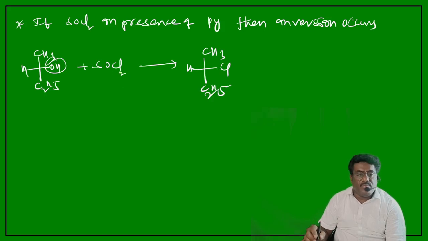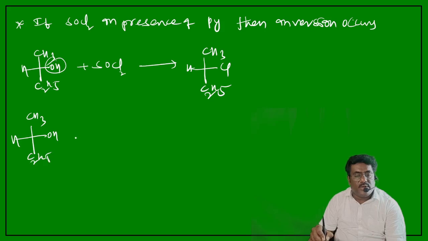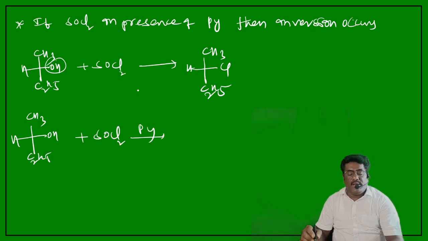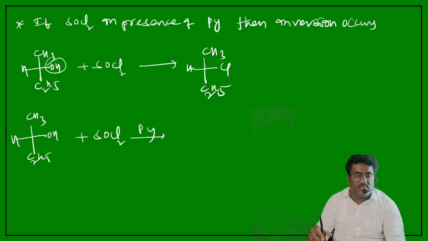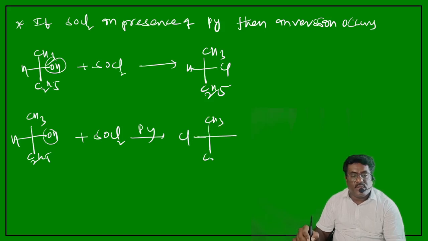If I take the same reaction, CH3CHOHC2H5, in presence of thionyl chloride in pyridine, it gives the inversion product. Opposite of OH, chlorine attacks. This is the product: CH3, C2H5, H. This is the inversion product.